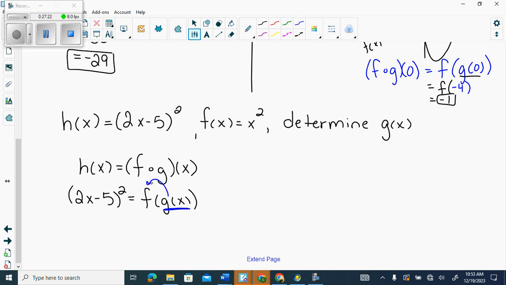We agree? So, okay. So we get 2x minus 5 squared equals, what is f? F is x squared, right? And x is g of x. So it's g of x squared. So what is g of x, if that's true? 2x minus 5. Because this matches this.